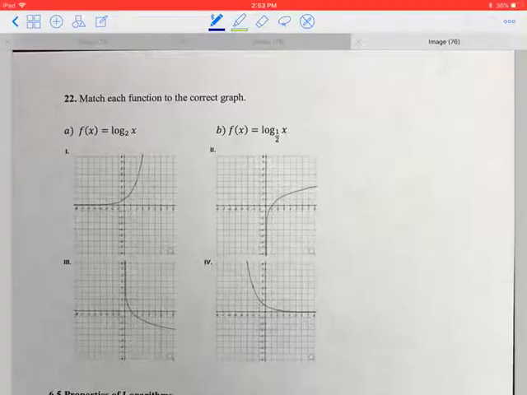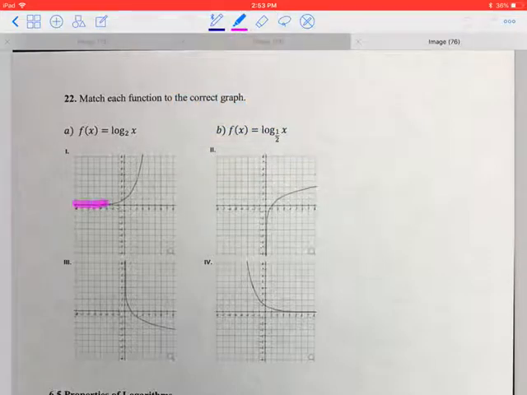Okay, we're looking at 22 and 23 on the review. So in 22, we're just trying to match the graph to the function. So we've got two log functions here. So let's take a look at these four graphs. I'm going to start with number 1.